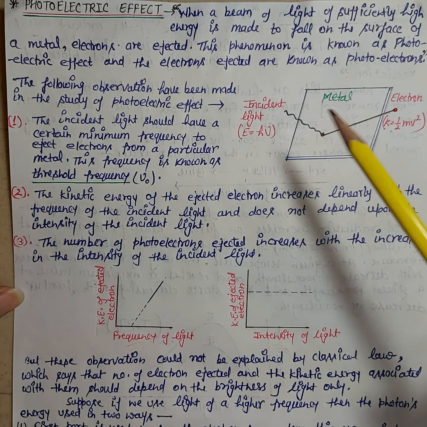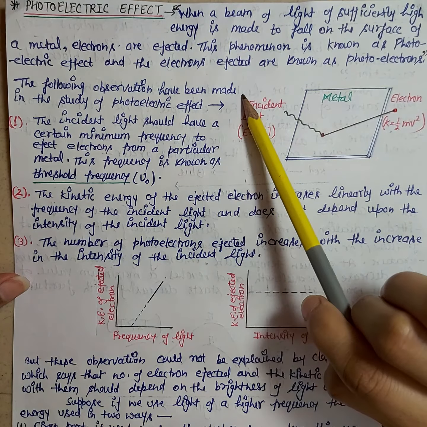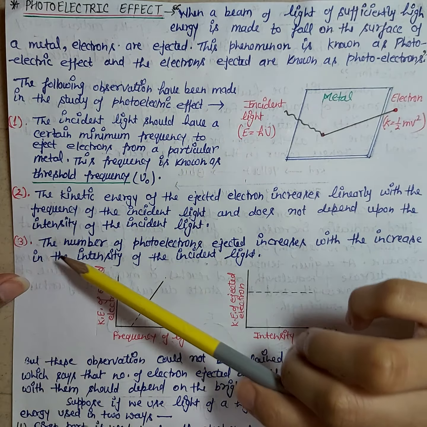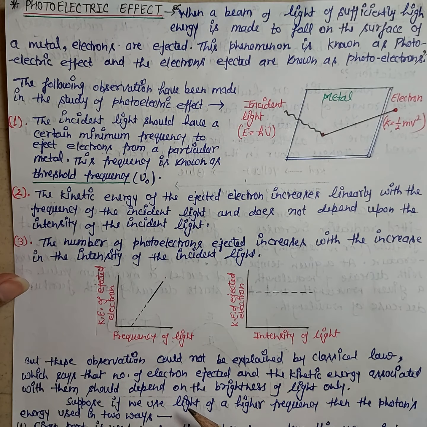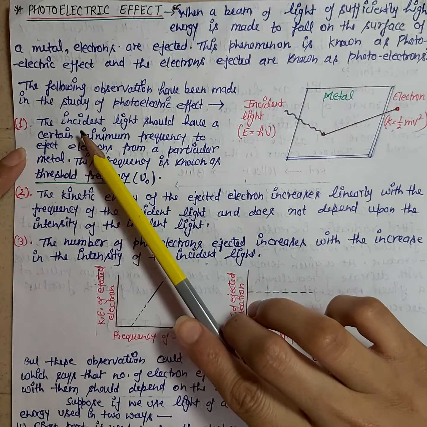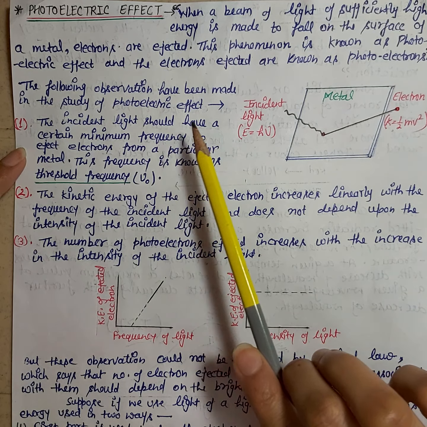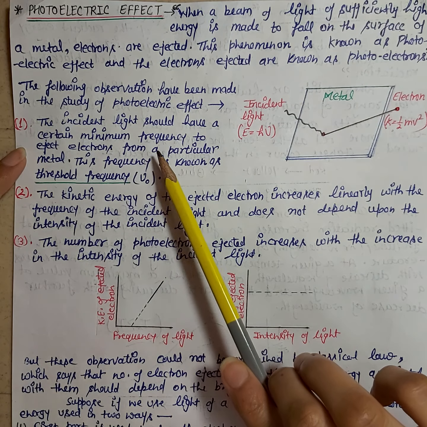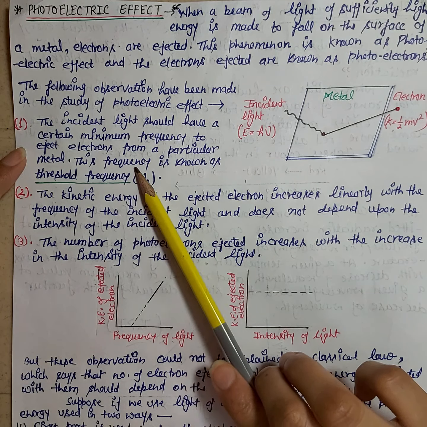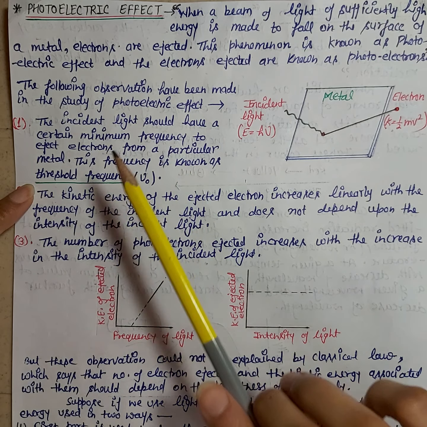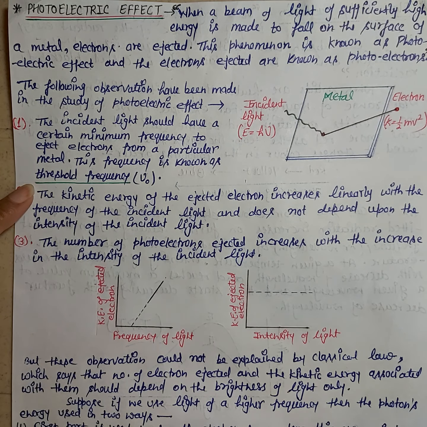Now the following observations have been made in the study of photoelectric effect. So now we are going to read the observations of photoelectric effect. First observation: the incident light should have a certain minimum frequency to eject electrons from a particular metal. This frequency is known as threshold frequency. This point I have already told you, that if the frequency of incident radiation is less than the threshold frequency, then in this case no electron will come out.